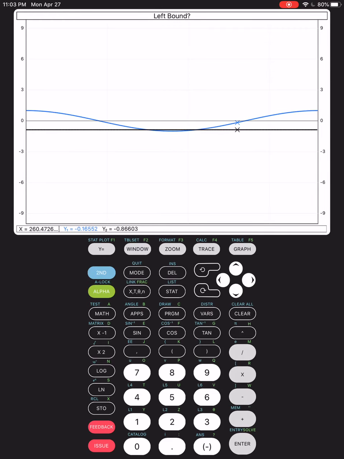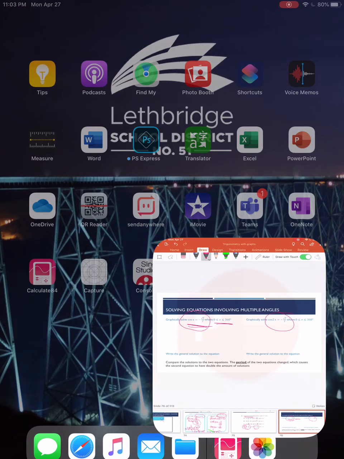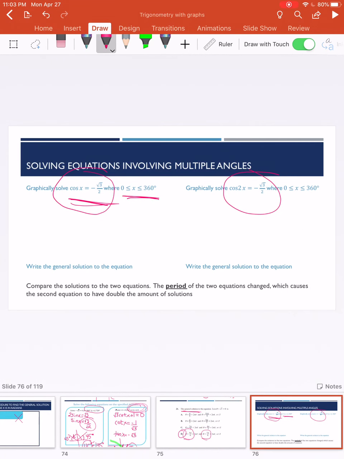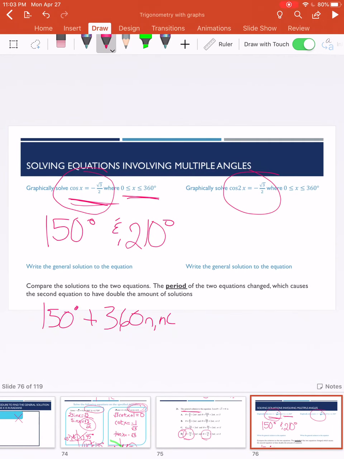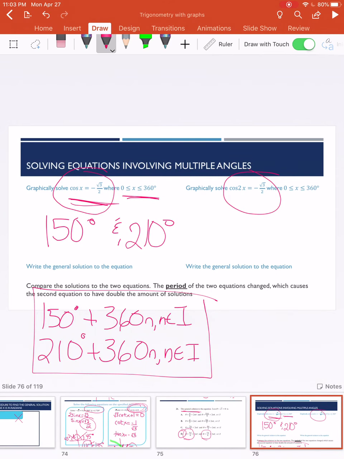Okay, so anyways, you're going to find the intersection point, which you know how to do on your calculator, and you should end up with angles of 150 degrees and 210. So if you wanted to write a general expression, you would go 150 degrees plus 360 n, where n is any integer. And then you would do the same for that other solution. Okay, so you need to write a general solution for each of those answers. Perfect. So I have two general solutions because I have two principal angles between 0 and 360 that have this ratio.